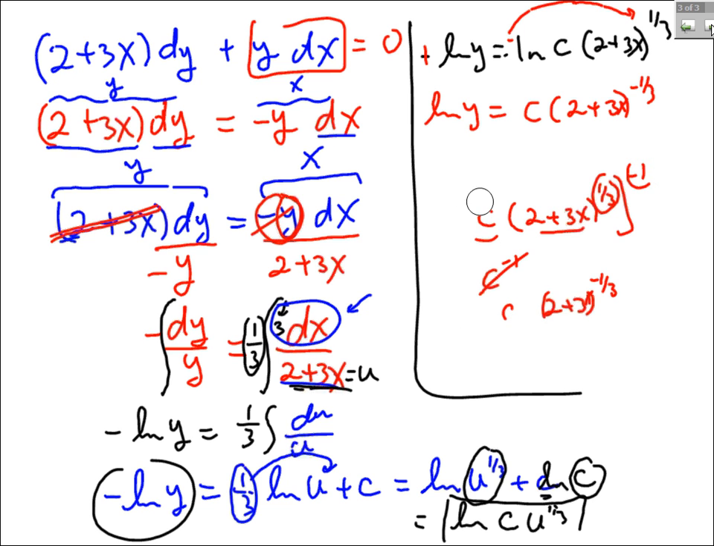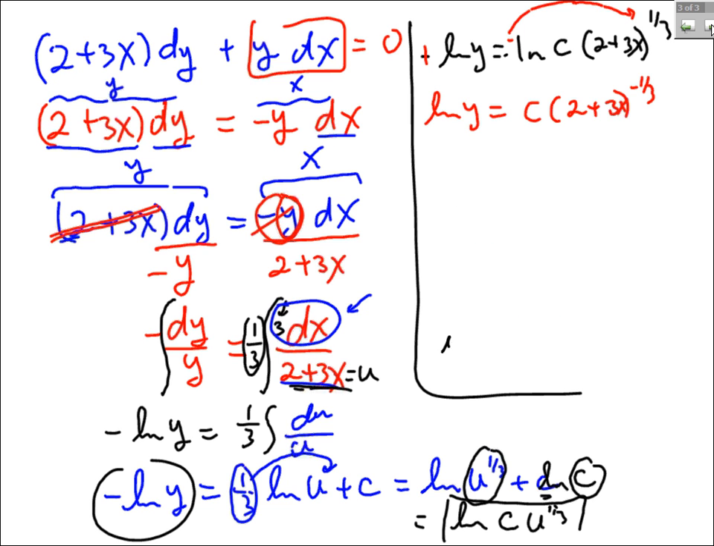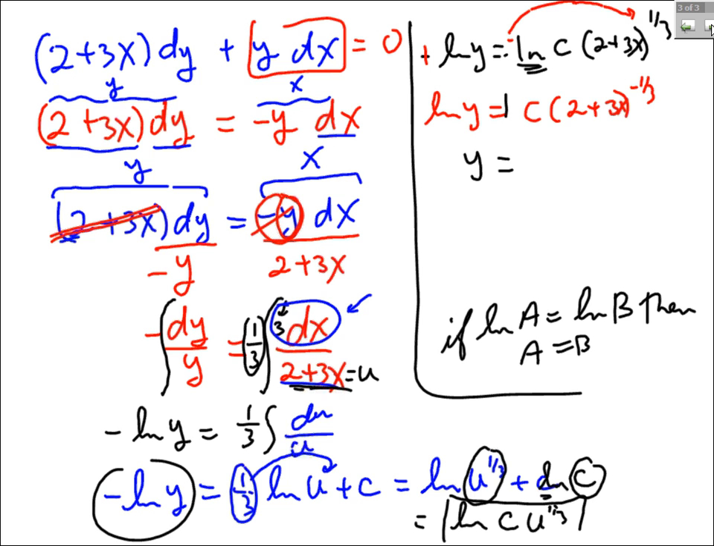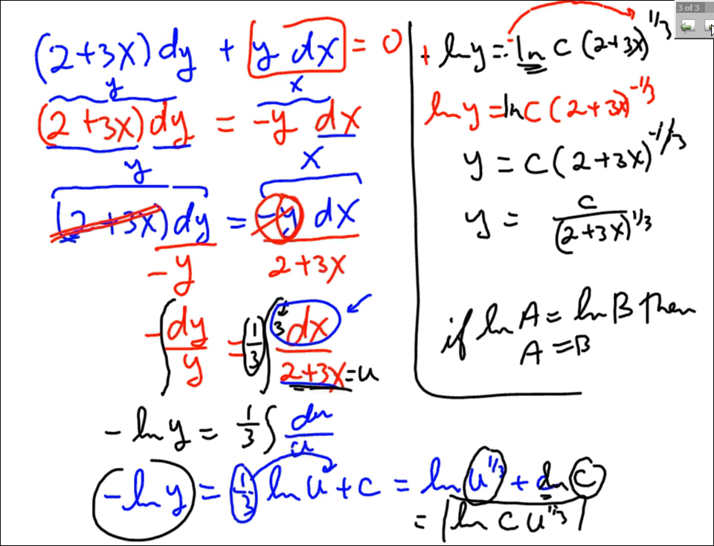Okay, one last rule. Lots of rules. If ln of one thing is equal to ln of another thing, then those two things are equal. That is, y is equal, oops, what happened to the ln? That's just a typo. Y is c times 2 plus 3x to the negative 1/3, or if you prefer, y is c over 2 plus 3x to the 1/3. Now, one last thing I want to do, I want to prove this last statement is true, this little theorem.